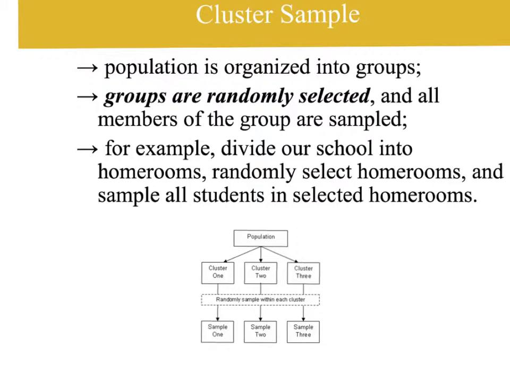It is also used when a random sample would produce a list of subjects so widely scattered that surveying them would prove to be far too expensive. This sampling technique may well be more practical and/or economical than simple random sampling or stratified sampling. An example would be if we divided our school into homerooms and then randomly selected homerooms, and then we sampled all the students in those selected homerooms.